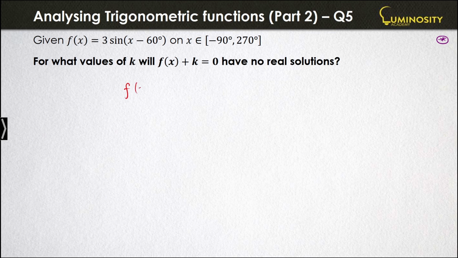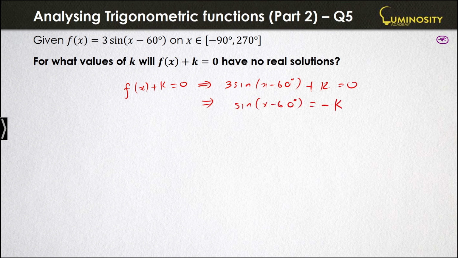And then lastly, for what values of k will f of x plus k equals 0 have no real solutions? So f of x plus k equals 0 can be written as 3 sine of x minus 60 degrees plus k equals 0. So I've just replaced f of x. Then I'm going to subtract k on both sides, so I get negative k, and then divide both sides by 3. So I get negative k over 3.